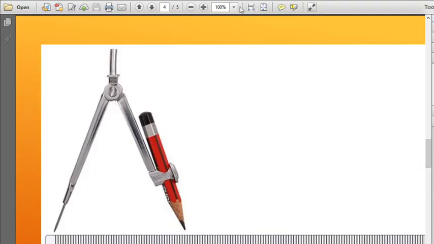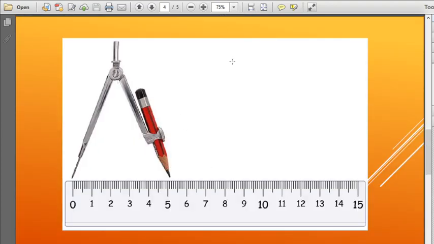Now see children, in the next slide I will show you how measurement is done with the help of compass and ruler. Suppose we have to measure 5 centimeter. Here we are taking a radius of 5 centimeter. So we will place the needle of the compass on 0 and the other end at the length required for the given radius. Okay. So here it is given radius of 5 centimeters, so we are measuring up to 5.